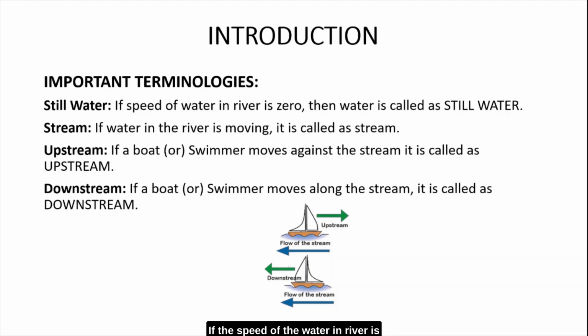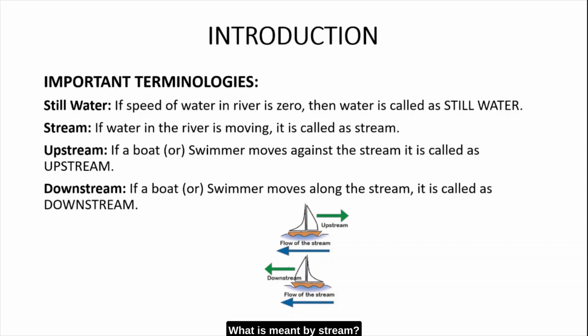If the speed of the water in a river is zero, it will be considered as still water. That is, if the water is not flowing in the river, of course, the water will not have any velocity, hence speed will be considered as zero. If the speed of the water in the river is zero, then it is referred to as still water.